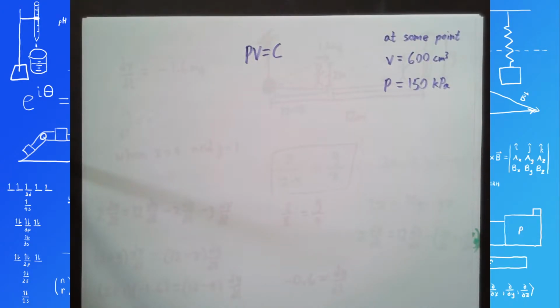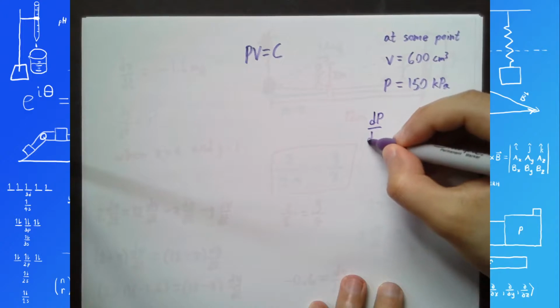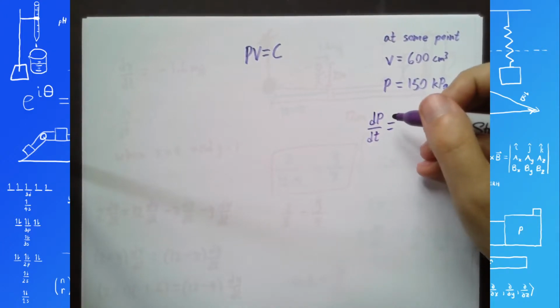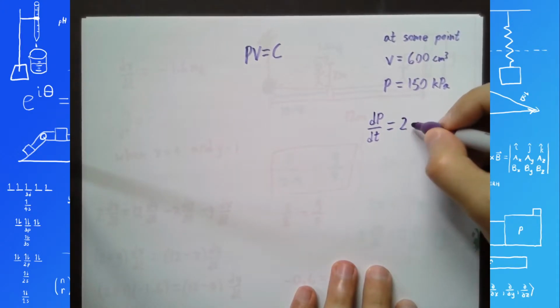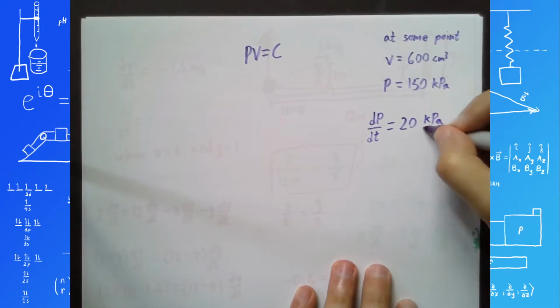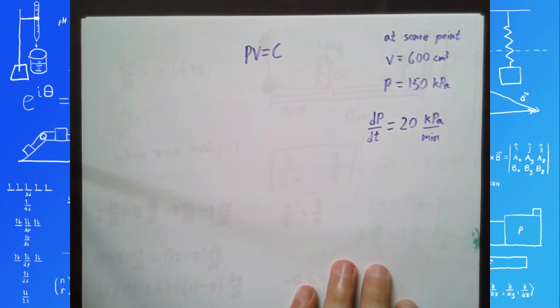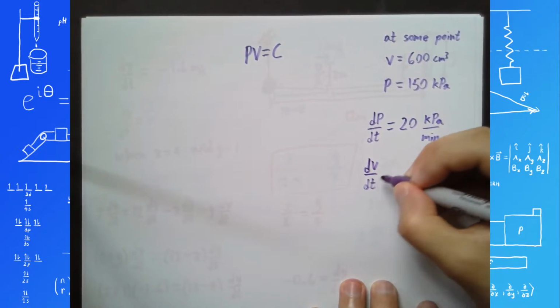And the pressure is increasing at a rate of 20 kilopascals per minute. So we have dP dt is constant, and it is equal to 20 kilopascals per minute. It's an increase, so that's positive 20 kilopascals per minute. At what rate is the volume decreasing at this instant? So their question, what is dV dt?